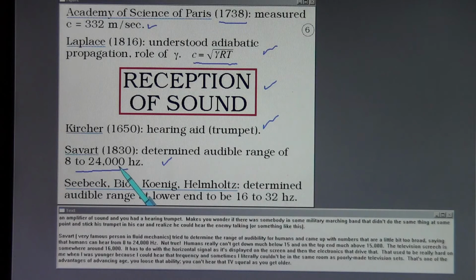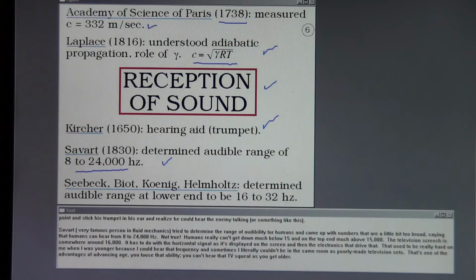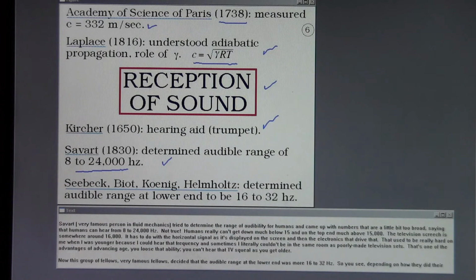The television screech is somewhere around 16,000. It has to do with the horizontal signal as it's displayed on the screen, and then the electronics that drive that. That used to really be hard on me when I was younger because I could hear that frequency, and sometimes I literally couldn't be in the same room as poorly made television sets. That's one of the advantages of advancing age. You lose that ability. You can't hear that TV squeal as you get older.